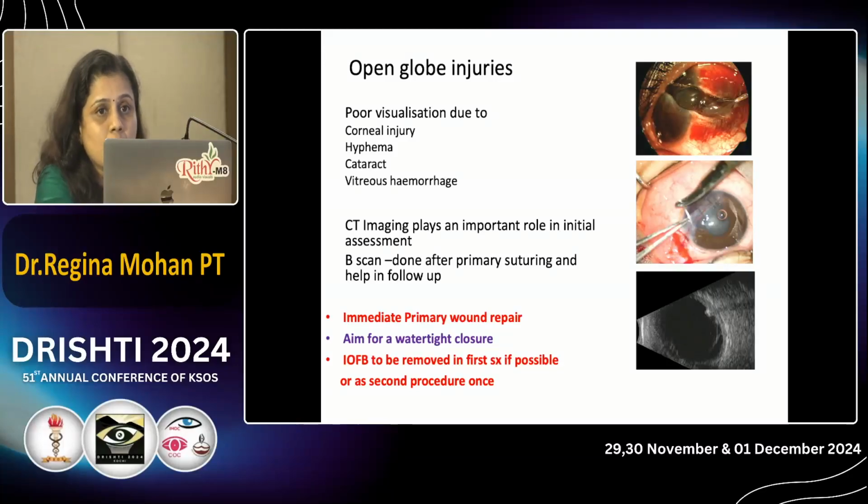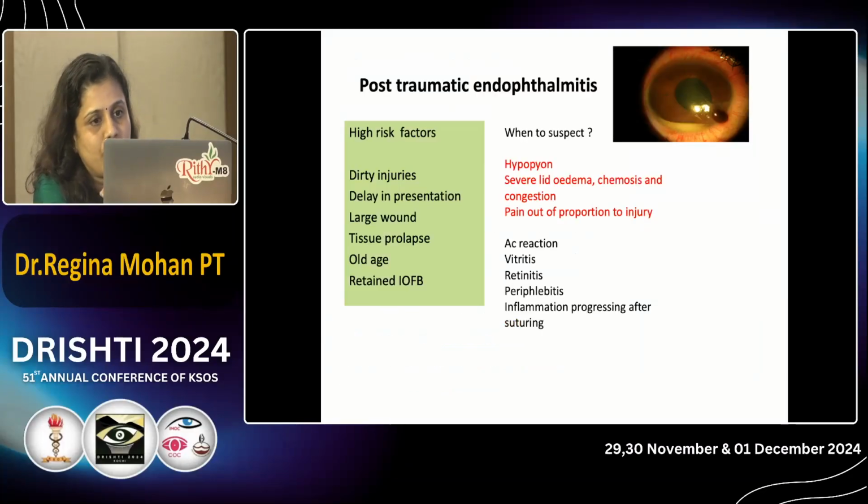If there is an intraocular foreign body and your view is clear, you can always and you should always remove the intraocular foreign body in the first sitting itself. But if the view is not clear and the globe is not stable, you can wait after the primary suture, let the globe stabilize, then go for foreign body removal.